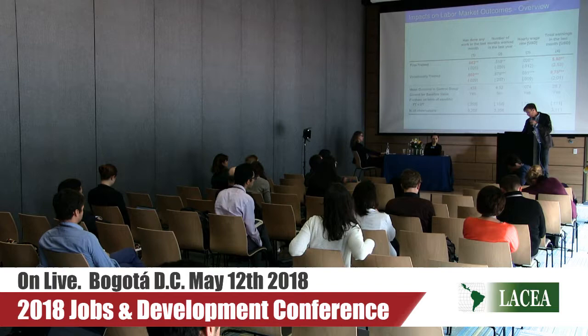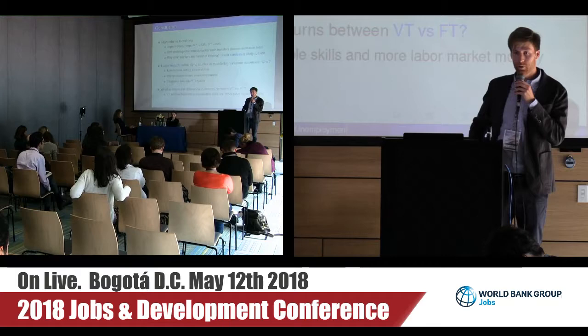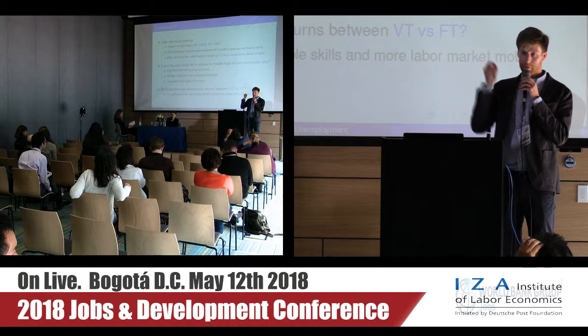Now, on the external validity, I don't normally like the explanation of credit constraints. I think sometimes it's a little bit of a cheap way out. But in this case, these are poor workers. They're earning $5 a month. How can they pay for $460 of training?